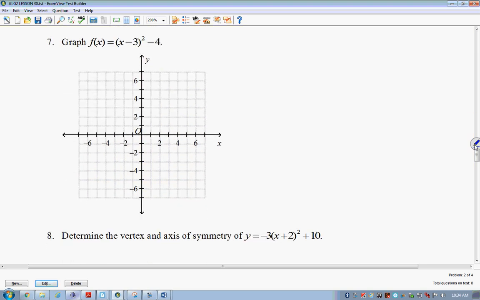Okay, and from here, just the vertex part of this, we would go to the right 3, down 4, and that's what we're going to do there. Okay? Questions? Yeah, well, once you kind of know what you're doing, it goes relatively quickly.